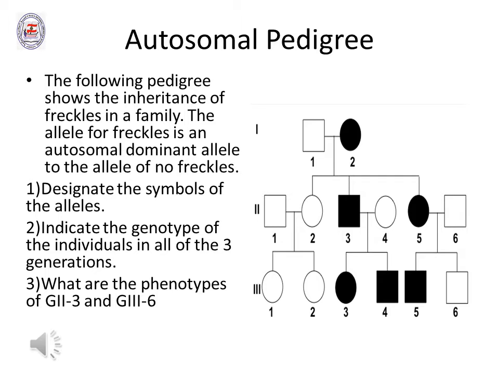This is an exercise. The following pedigree shows the inheritance of freckles in a family. The allele for freckles is an autosomal dominant allele. Designate the symbols of the alleles. This is the first question. Indicate the genotype of the individuals in all of these 3 generations. And then the third one, what are the phenotypes of generation 2 individual 3 and generation 3 individual 6?